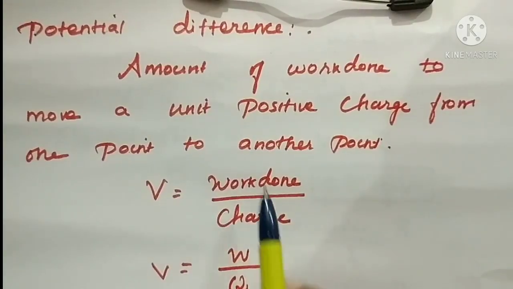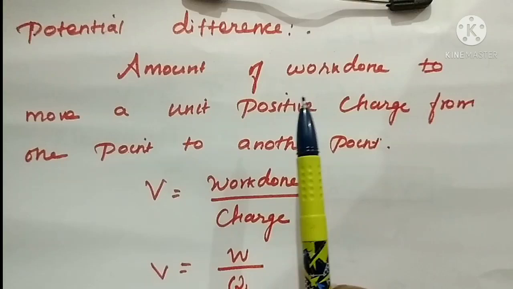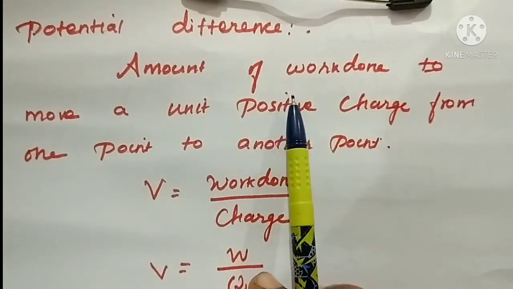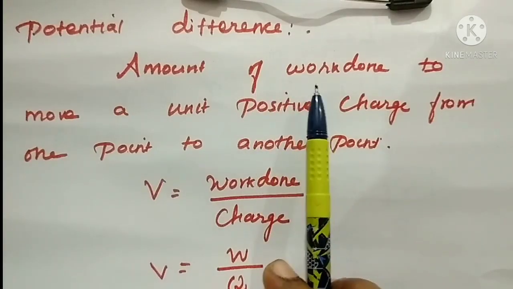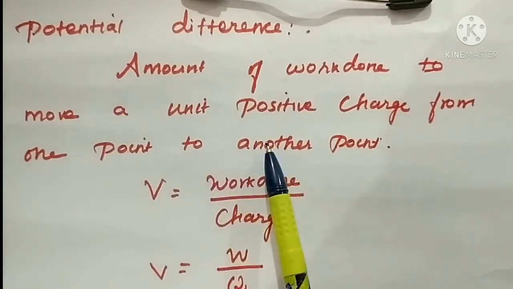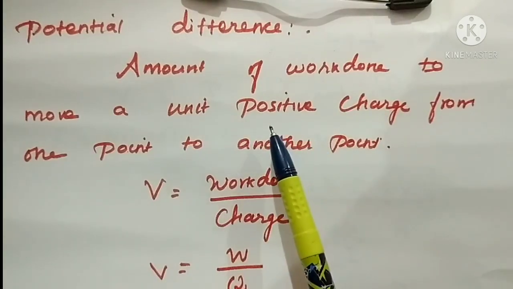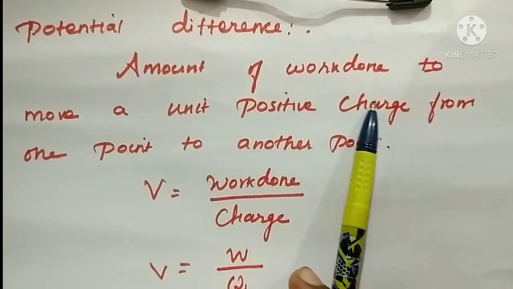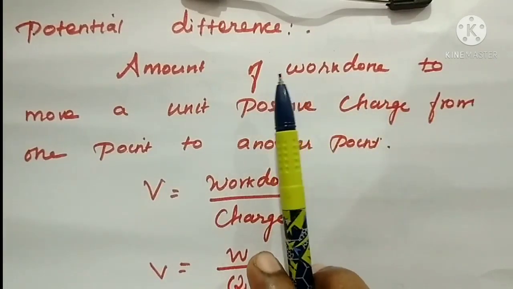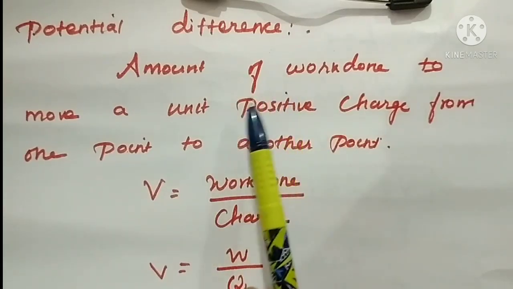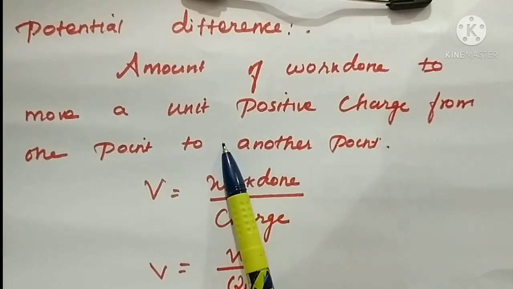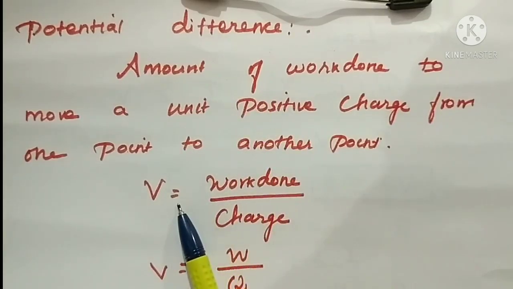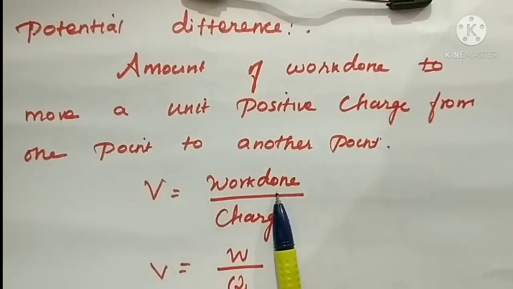Next we are going to discuss the formula for potential difference. You all know what is electric potential or potential difference: the amount of work done to move the unit positive charge from one point to another. The amount of work done to move the unit positive charge from infinity to that point is the electric potential at a point. Potential difference means moving the unit positive charge from one point to another. It can be represented as V is equal to work done by charge.